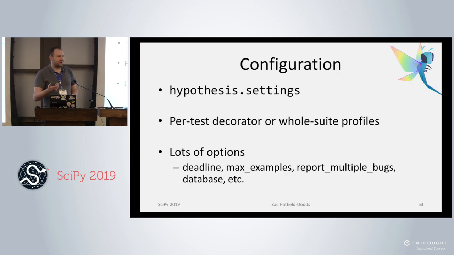Report multiple bugs is kind of fun. If hypothesis finds multiple bugs in a single run, it will individually report all of them. But if you want to drop into it in a debugger, you actually want it to give you a single bug at a time. So you might want to turn that off. And you can set this per test using a decorator, or you can set it for the entire test suite. So you can load a profile, and because it's done in code, you can even have the profile it loads depend on an environment variable, for example. So it can be really easy to switch between the fast profile and the I really want to test this thoroughly profile.